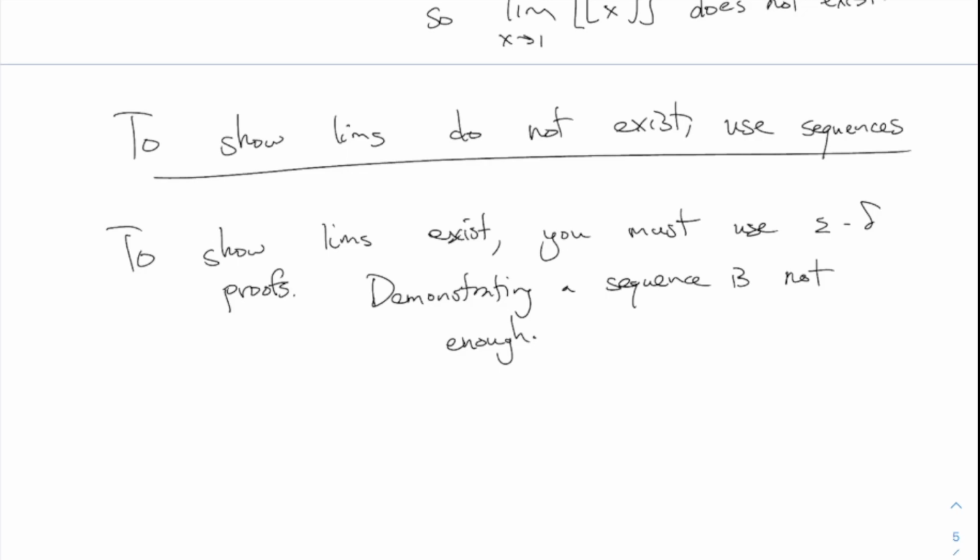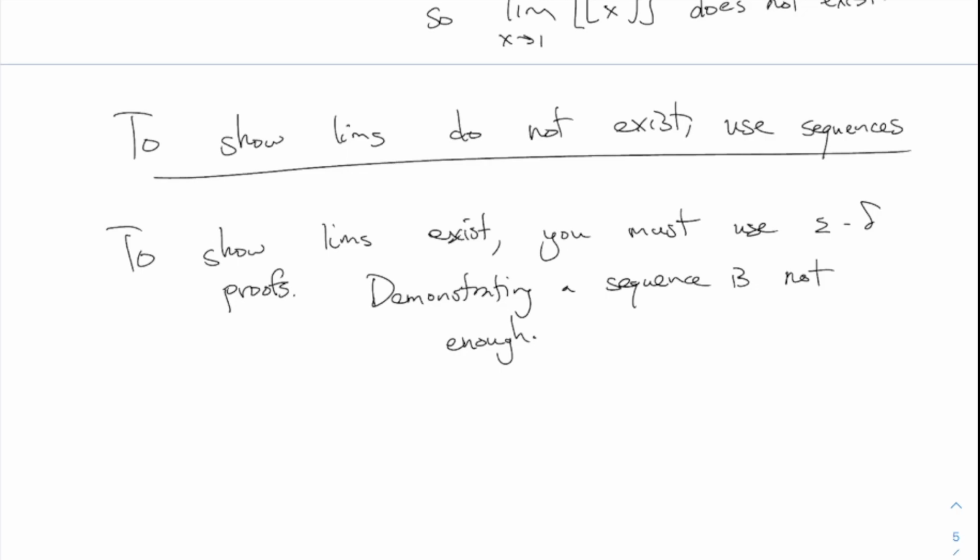In order to show that a limit does not exist, it's enough to just demonstrate a sequence where that sequence diverges. That means automatically the function cannot have a limit. But if you demonstrate a sequence where the sequence converges, that does not demonstrate that the function also converges, because your sequence is really just picking out individual points. Oh, really? That's not enough to show that the whole function converges.